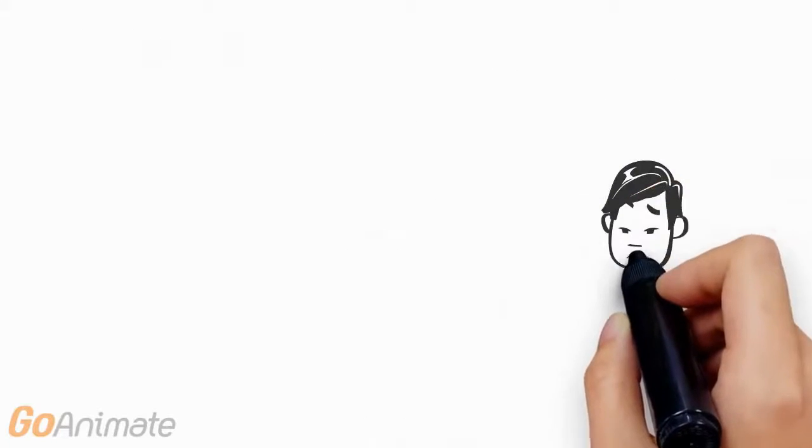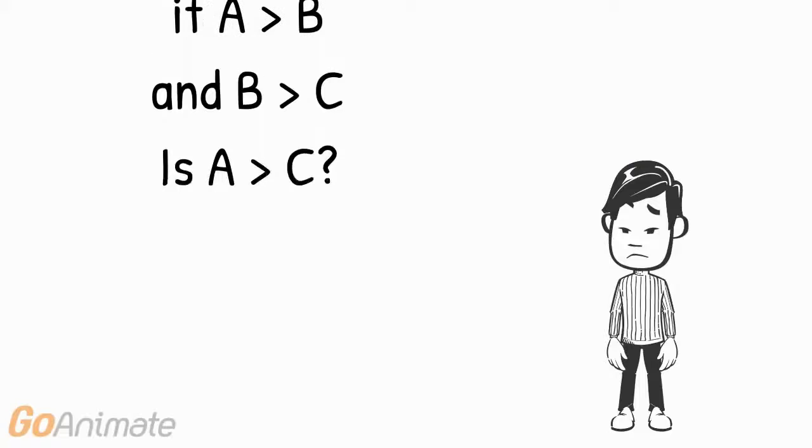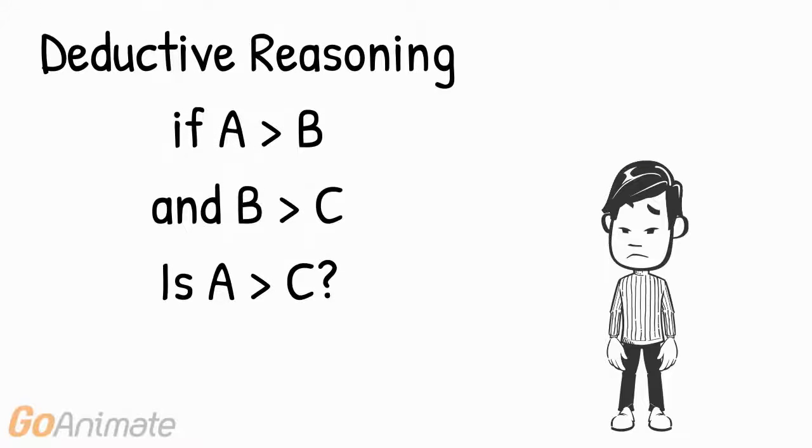Children in the concrete operational stage have trouble doing what's called deductive reasoning. An example of this is if A is greater than B and B is greater than C, then we can assume that A is greater than C. But children in the concrete operational stage aren't able to put multiple facts together to draw a conclusion.